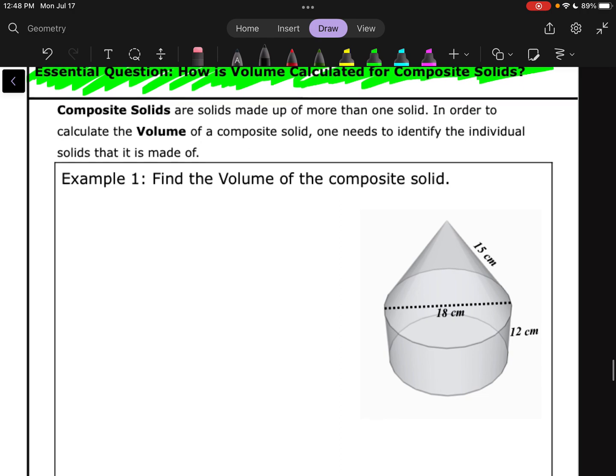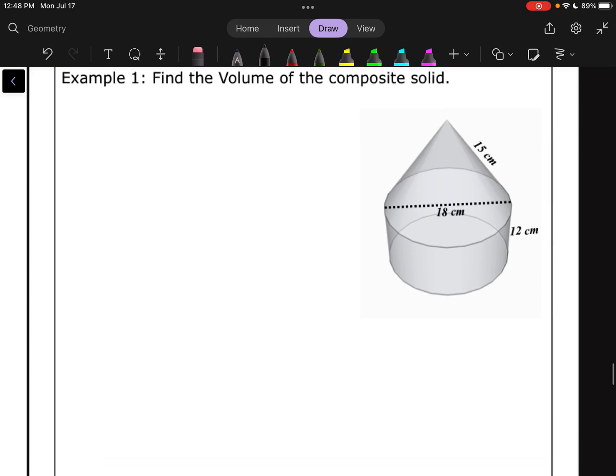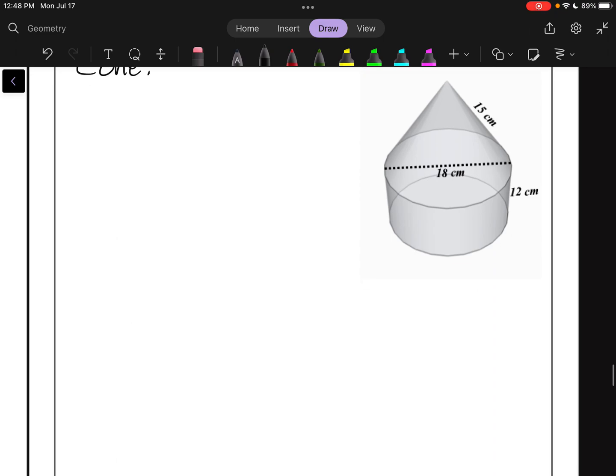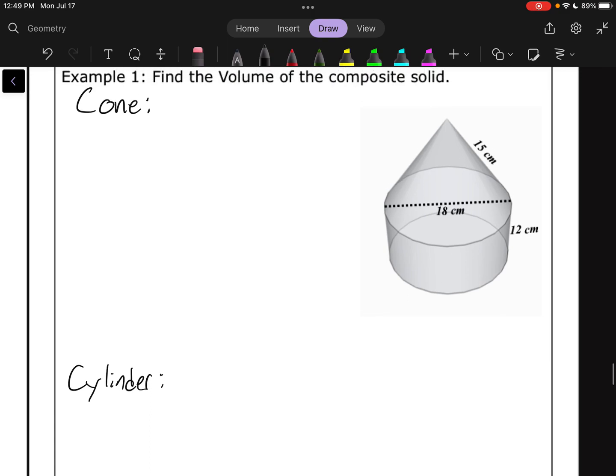made of. So, looking at example 1 here, we're going to try to find the volume of this composite solid. Looks like we've got two different types of solids here. Looks like we have a cone, and looks like we have a cylinder. So I'm going to kind of divide up my workspace for those two. Let's start up with the cone.